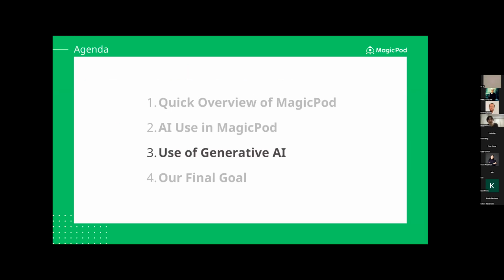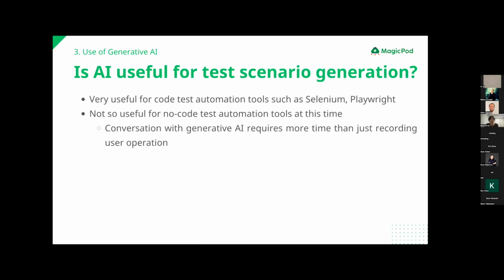Okay, so far I talked about the current AI use of MagicPod. Next, I'd like to talk about the AI feature which hasn't been released yet. The topic is generative AI, like ChatGPT. You may think generative AI generates test automation scripts, and people can save a lot of time by using it. It is maybe true for code test automation tools, such as Selenium, Appium, Playwright. But for no-code tools, I think it is not so true in many cases.